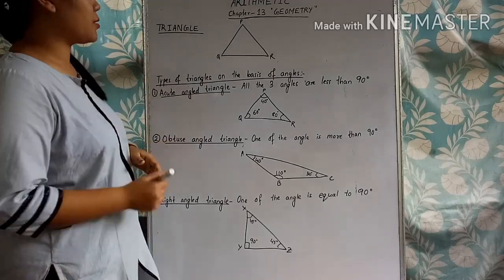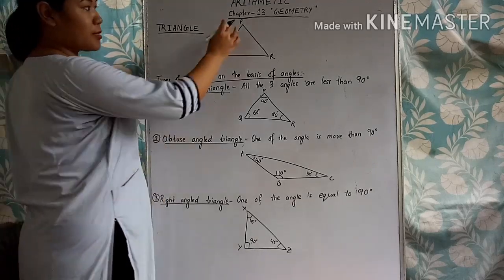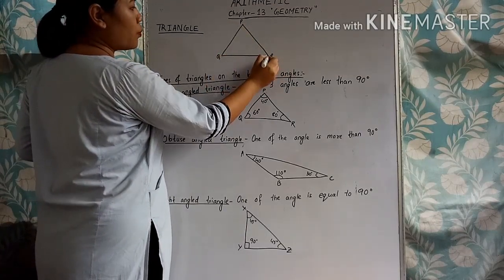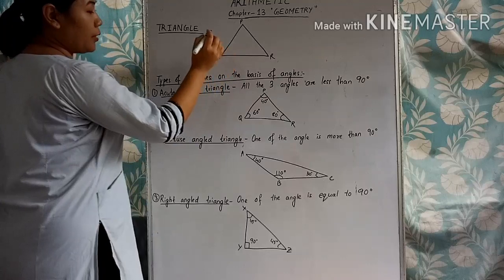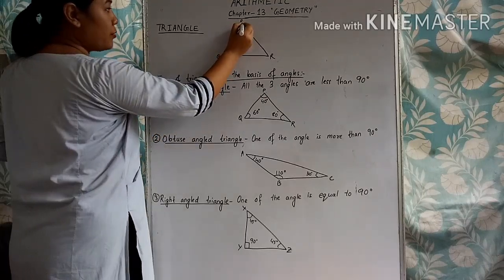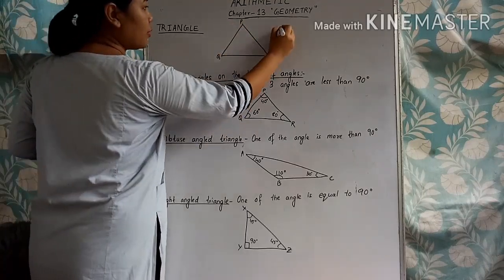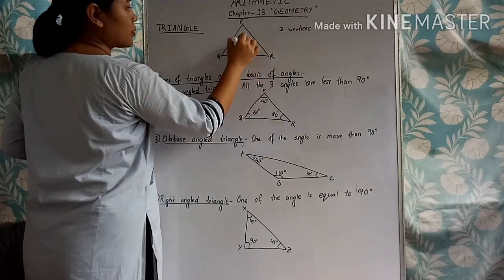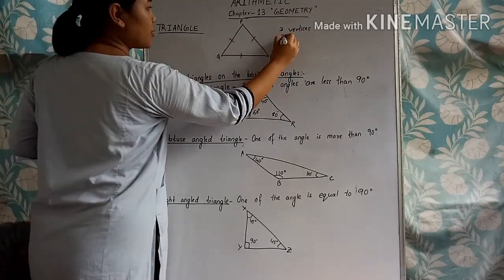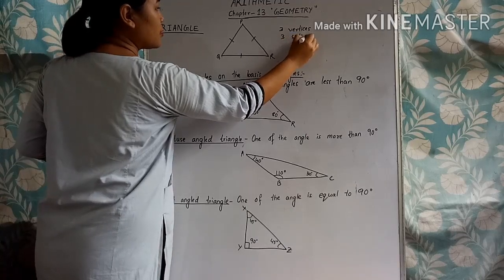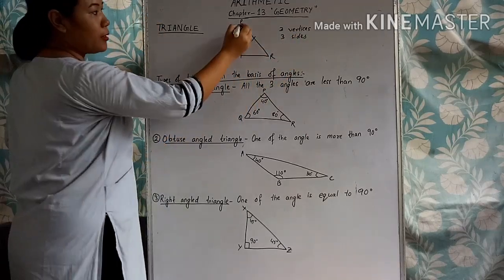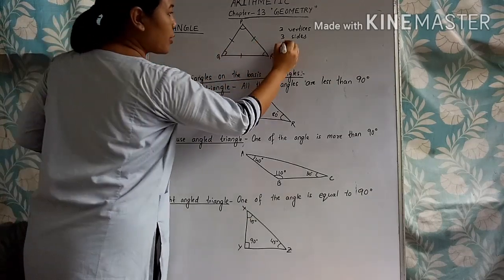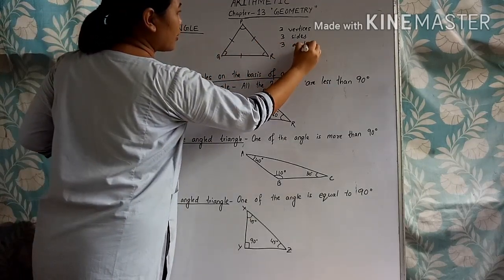You all know what is a triangle. Now a triangle is a closed figure. It is formed by 3 non-collinear points. Okay, so a triangle has 3 vertices, 3 sides. These are the sides, and angle. This is the angle. So it has 3 angles.